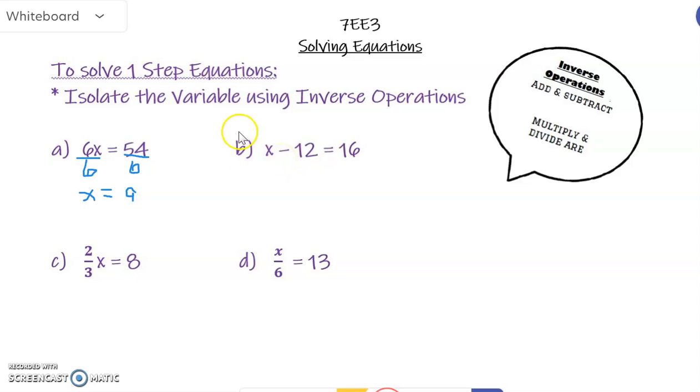So if you take a look at b, we are subtracting 12 from x. So the inverse of that would be to add 12. And again, it's kind of hard to write on here, so sorry about that. So we're going to add 12 to both sides, because whatever we do to the left, we've got to do to the right.